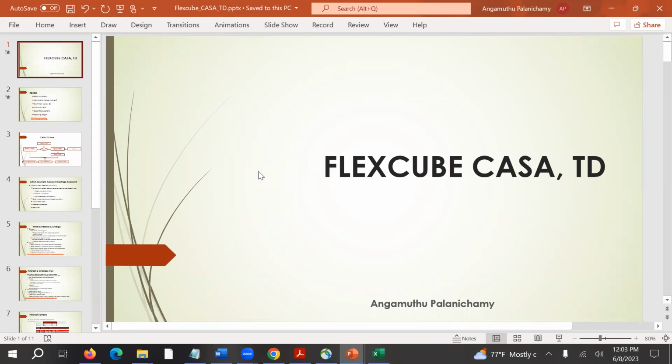Okay. Today's session we'll see the CASA and TD module in FLEXCUBE. CASA is nothing but current account, savings account. TD is term deposit. Why are we discussing them together? Because they all come under the same screen, the same underlying table. For TD, we have extra tables. So that's why we are discussing everything together.